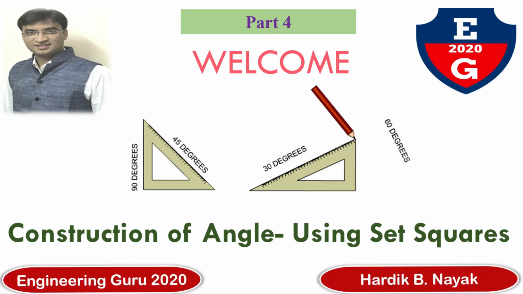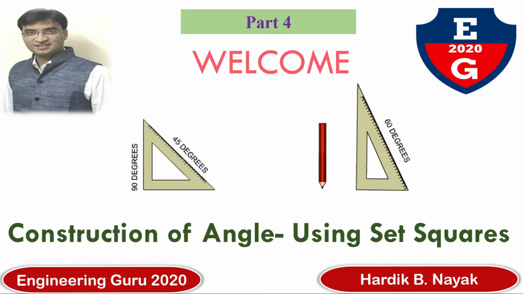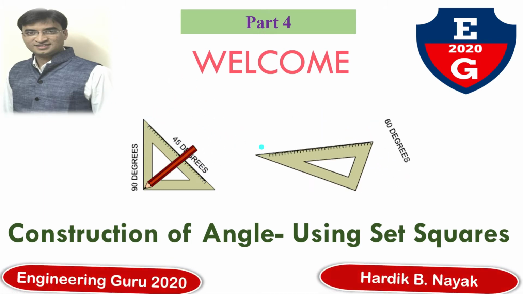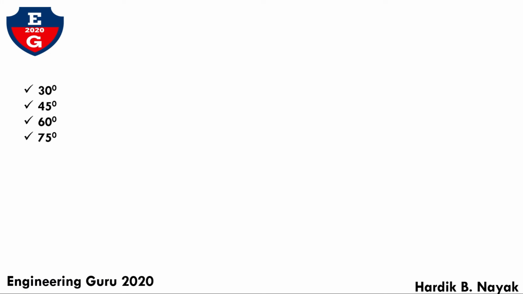At the end of this video, you will learn the use of set squares. This video will be very useful for how to construct an angle by using a set square. Angles that measure 30 degree, 45 degree, 60 degree, 90 degree and 105 degree can be drawn by using the pair of set squares.